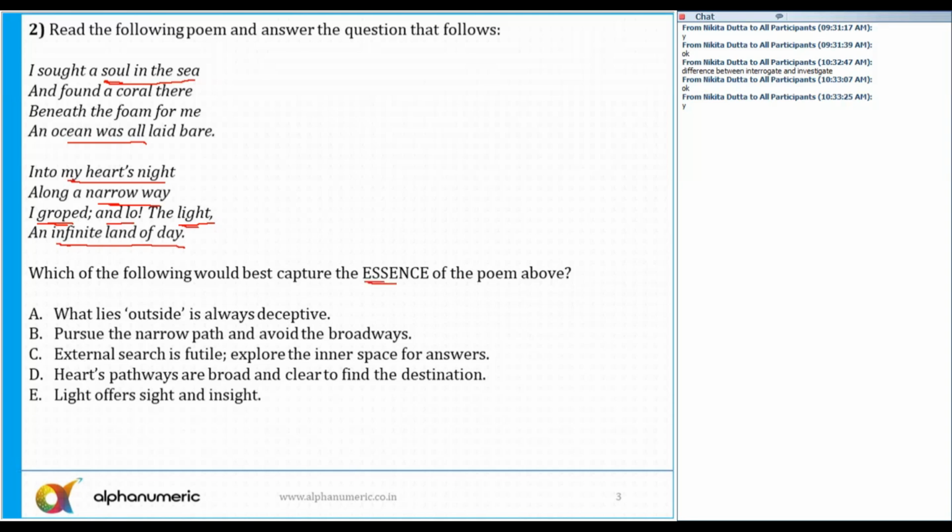So which of the following will best capture the essence of this poem? Very, very simple. It has to be C. External search is futile. Explore the inner space for answers. Absolutely.